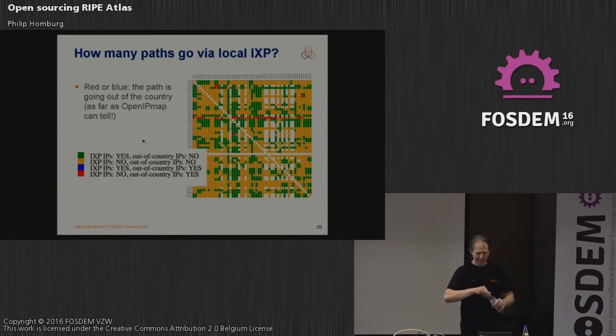And also here, if it's leaving the country, then you have to have some idea where routers are. Otherwise, you don't know if it's leaving the country. So this uses that router geolocation information to say, okay, this went to a router that we know was in a different country.